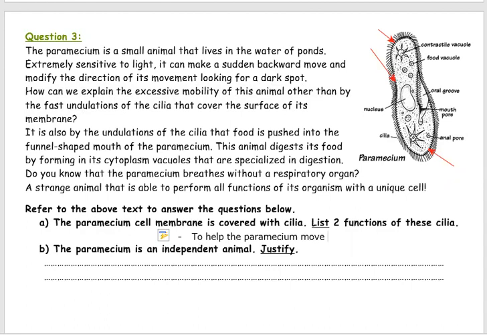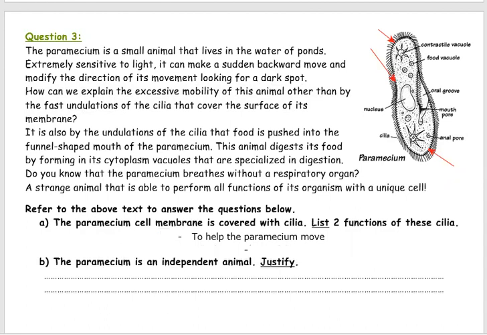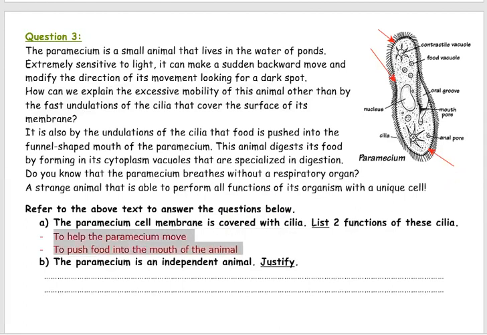Okay, it helps in the excessive mobility. It has a role in the excessive mobility of the animal. Second, it is also by the undulations of the cilia that food is pushed into the mouth of the paramecium. So to push food into the mouth of this animal. Okay, where did I find the answer? Right here.